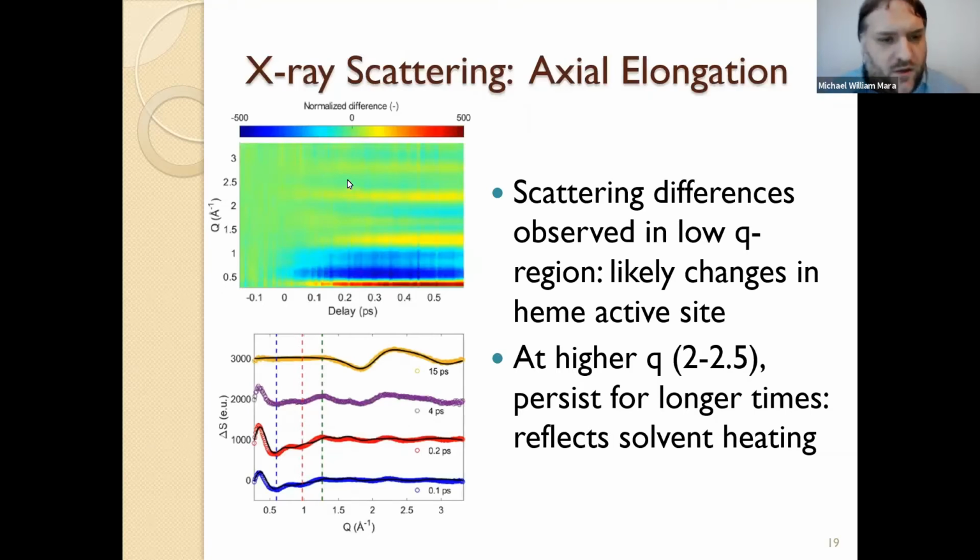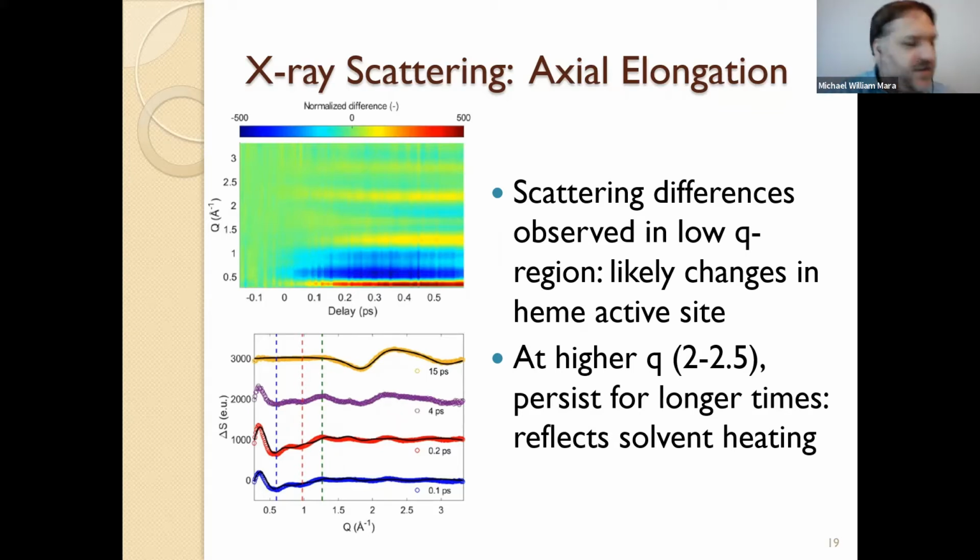Okay, so up here is a 2D difference plane for the X-ray scattering. Down the bottom are individual time cuts. And you'll see a few things in here. First, we see a number of different signals that show up at very early time delays, this first line cut being 100 femtoseconds. And we see those starting to decay on the single picosecond time scale. But we're also seeing a new feature that grows in here between 2 and 2.5 angstroms.